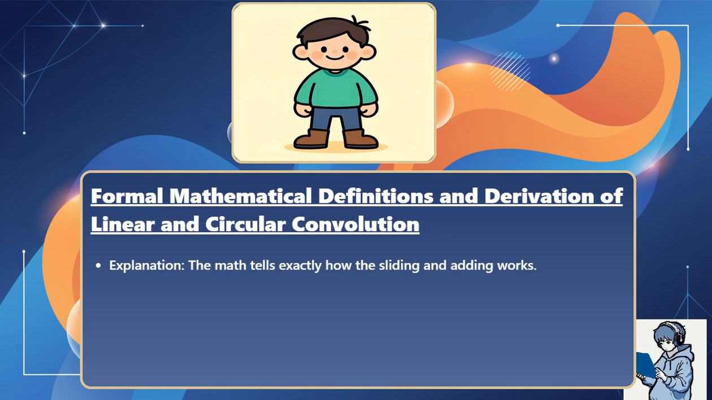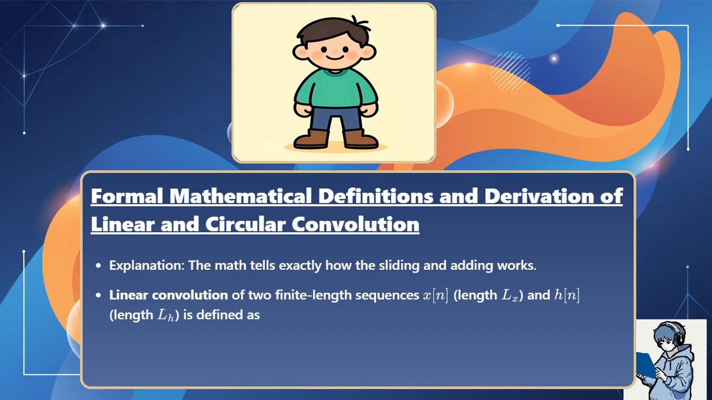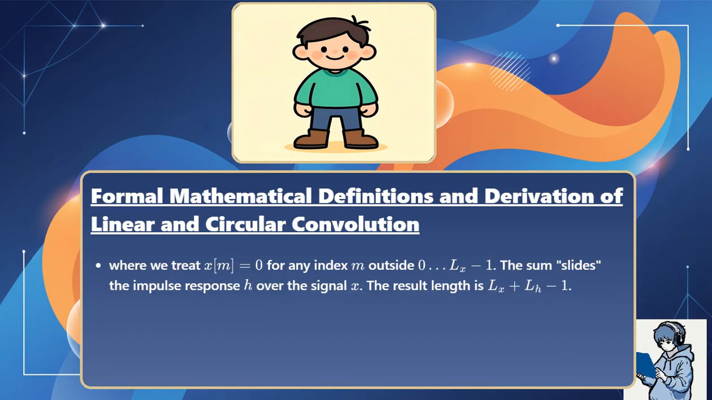Explanation: the math tells exactly how the sliding and adding works. Linear convolution of two finite length sequences x of n, length L sub x, and h of n, length L sub h, is defined as y of n equals the sum from k equals 0 to L sub h minus 1 of h of k times x of n minus k, for n equals 0, 1, up to L sub x plus L sub h minus 2, where we treat x of m equals 0 for any index m outside 0 to L sub x minus 1.